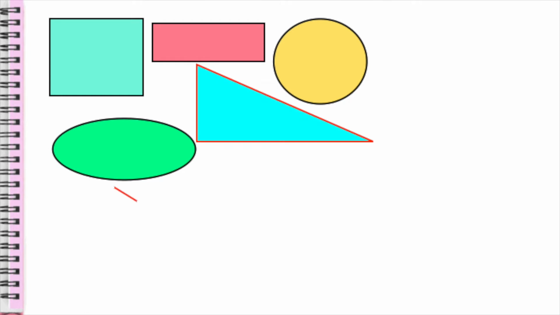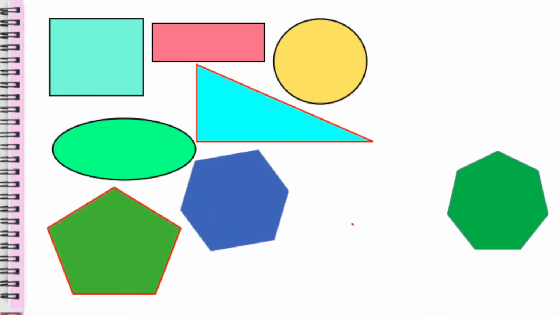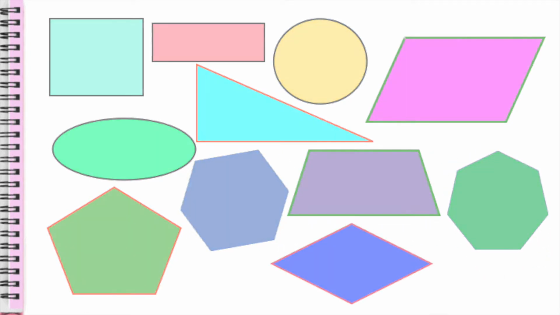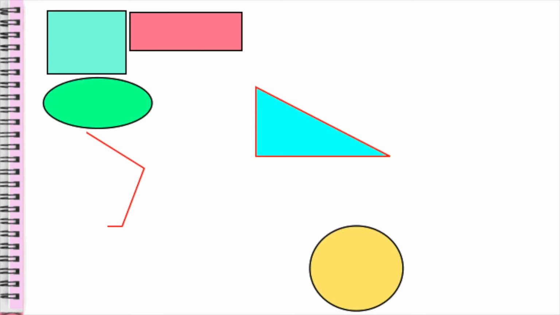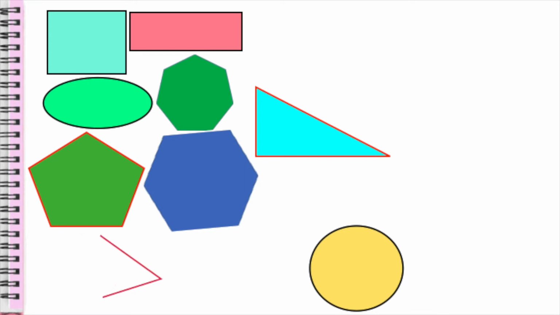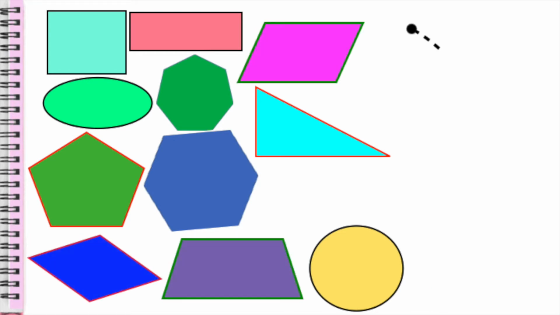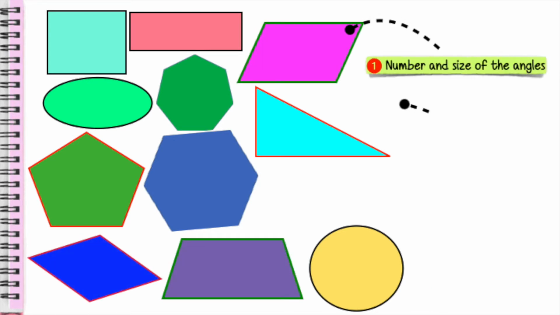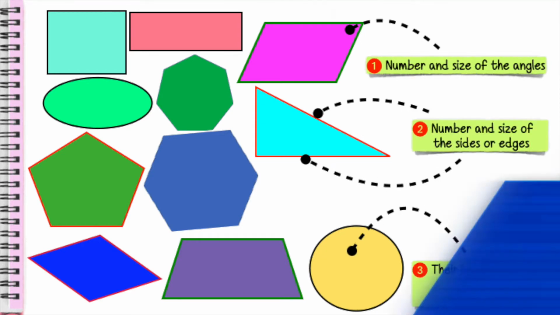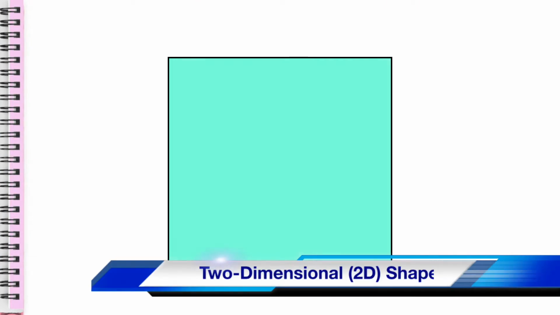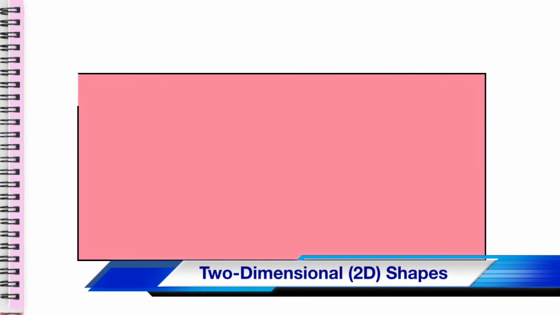All two-dimensional and three-dimensional shapes have different properties. These shapes are named depending on a number of factors. They include the following: 1. The number and size of their angles. 2. The number and size of their sides or edges. And 3. Their length, height, width, area, and volume. In this digital lesson, we will study two-dimensional shapes.